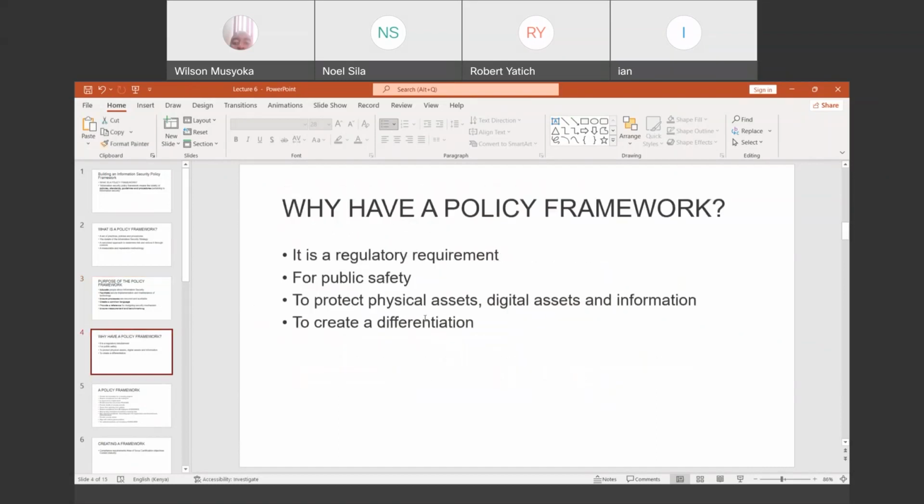So why do we need to have that security framework? First of all, it is a regulatory requirement, meaning that it's required by regulating bodies. Like you will have security in your systems. If you are dealing with cards, then there are those requirements you need to adhere to: public safety, physical assets, assets and information, and also to create differentiation, meaning that you have to be different from your competitors, different from other players.